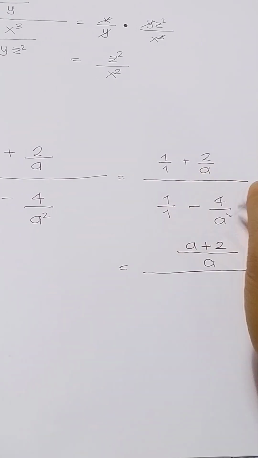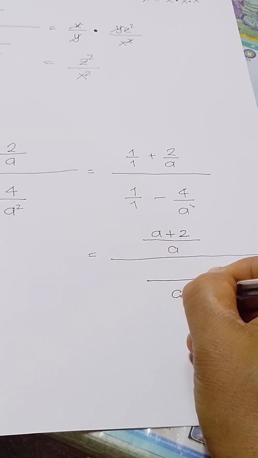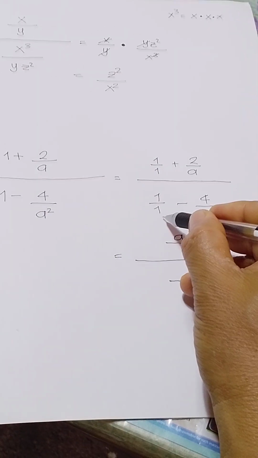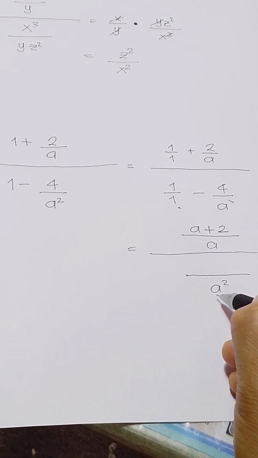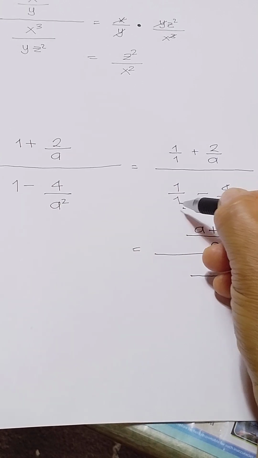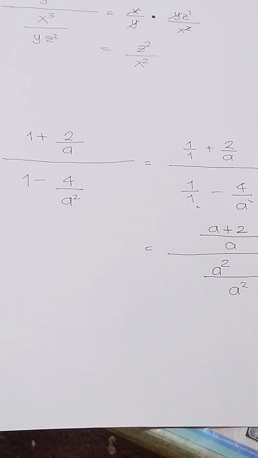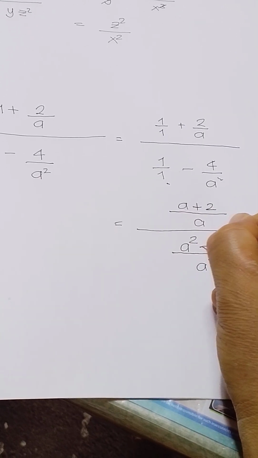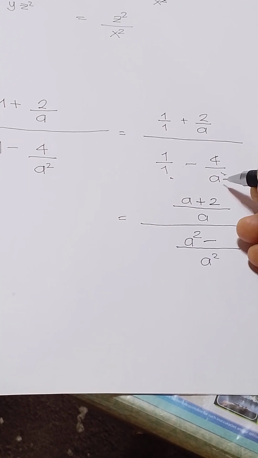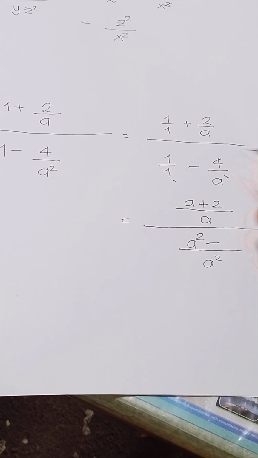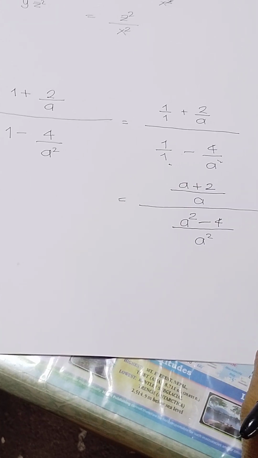And then next, I have to resolve my denominator. So I have to find the LCD of my denominator. I multiply 1 times a squared, so that is a squared. Now I divide: a squared divided by 1 is a squared, times 1, so this will be a squared. And then I copy the operation, which is subtraction. Then a squared divided by a squared is equal to 1, and then I multiply by 4, so that is equal to 4. So I have now a squared minus 4 over a squared.